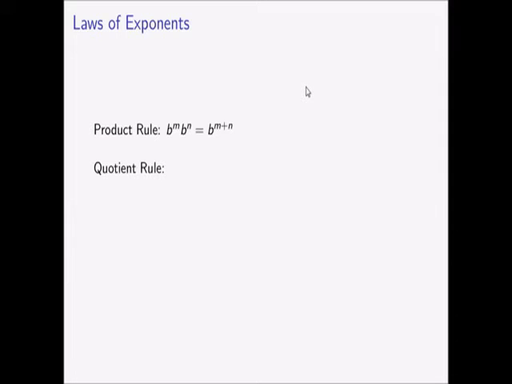Next is the quotient rule, division. So, B to the M over B to the N equals, ito pareho pala ng base, right? Same base. Gagawin dito, you subtract their exponents. So, B to the M minus N. Of course, ang assumption dito is base not equal to 0, because you cannot divide by 0.